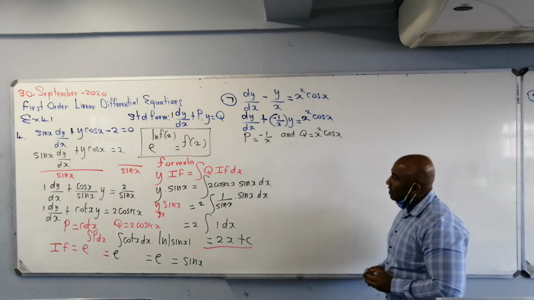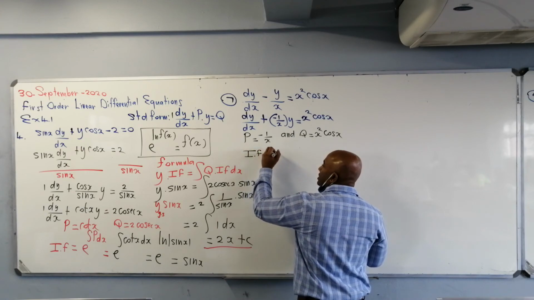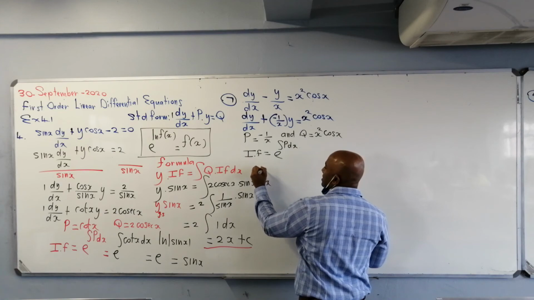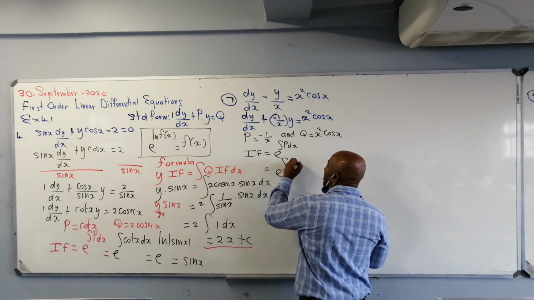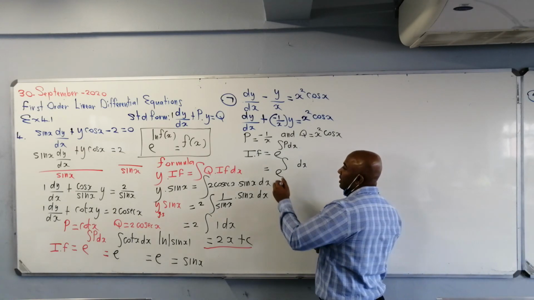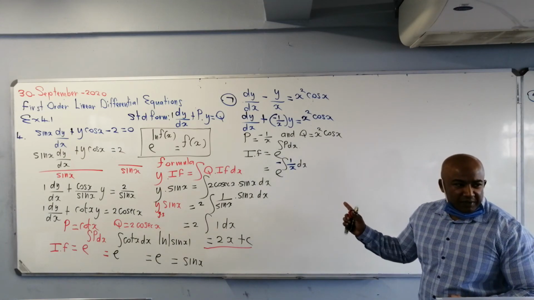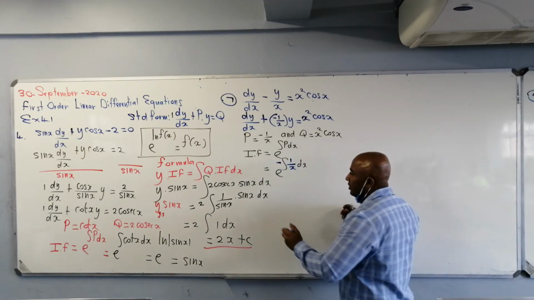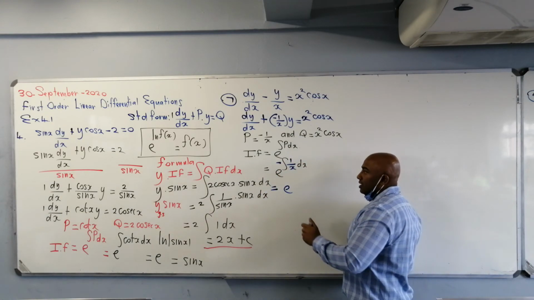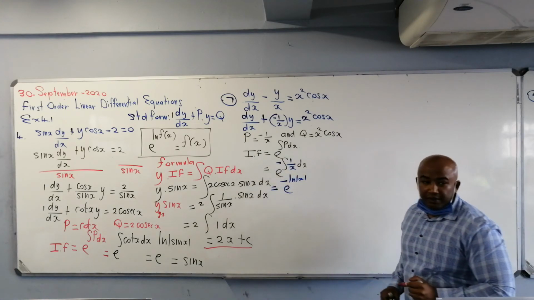So now we work out our integrating factor, which is e to the power the integral of p dx, which is equal to e to the power, and then p is minus 1 over x. Right, we did one like this previously. So you can integrate this. You integrate minus 1 over x. It's going to be minus ln absolute value of x.